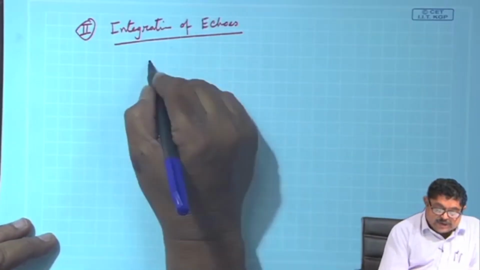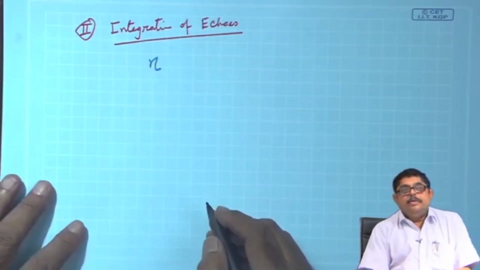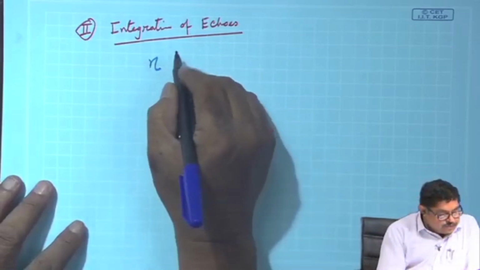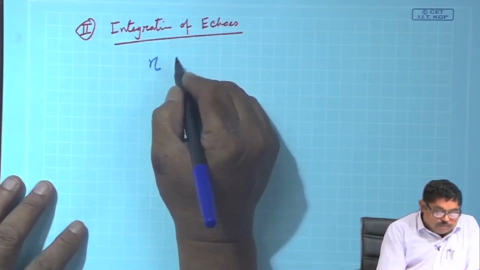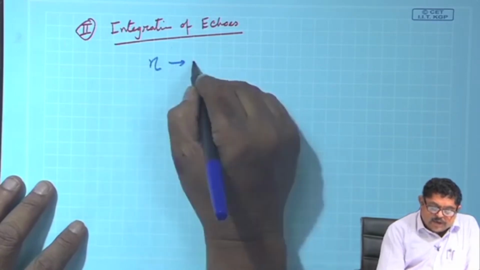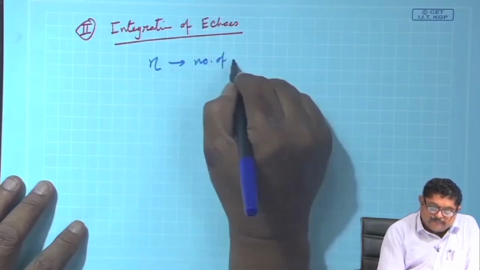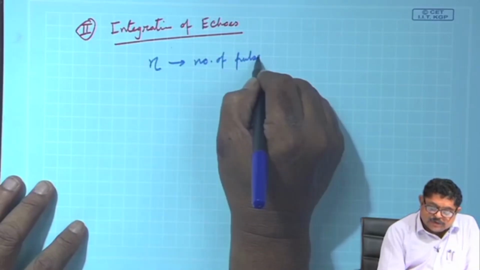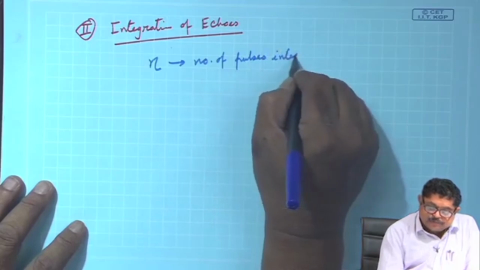Let us say that we have n. n is the number of pulses integrated.